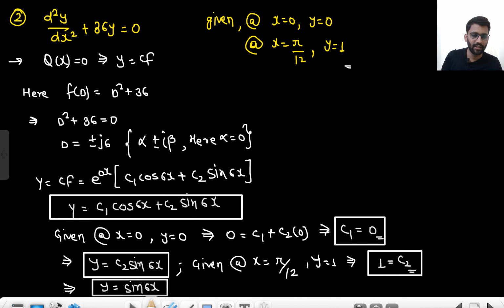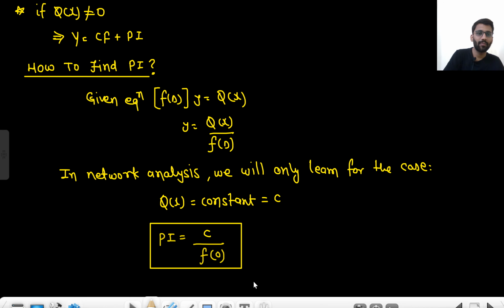Okay, let's move on to the next concept, that is how to find the particular integral now. We have found CF, now how to find the particular integral. When do you need to find the particular integral? When Q(x) is not equal to 0. So what is the given equation? f(D) into y equals Q(x). You will put y equals Q(x) by f(D).